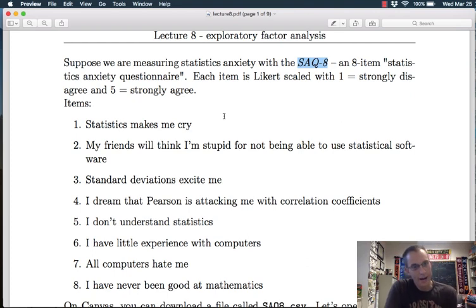Statistics makes me cry. My friends will think I'm stupid for not being able to use statistical software. Standard deviations excite me, etc., etc. So you have a copy of these notes. You can take a look at those items.